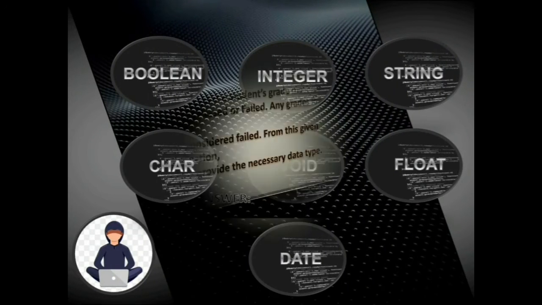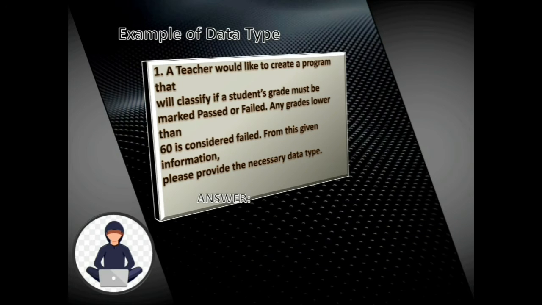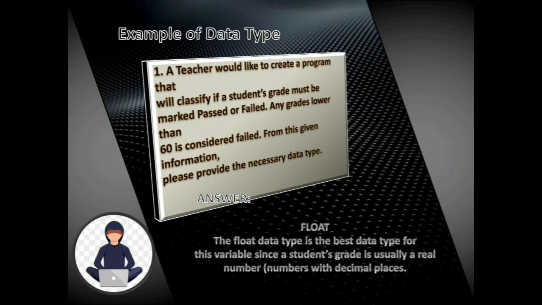And now, after discussing the data types, here's an example of solving data types. 1. A teacher would like to create a program that will classify if a student's grade must be marked pass or fail. Any grade lower than 60 is considered fail. From this given information, please provide the necessary data type. The answer is float. The float data type is the best data type for the variable since a student grade is usually a real number with decimal places.